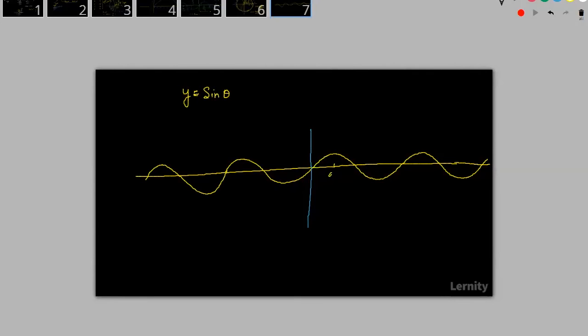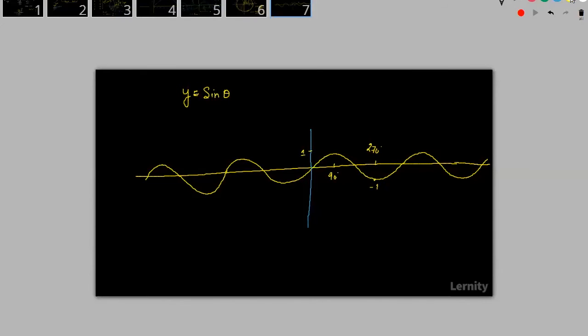Suppose theta is 90 degrees. I get the value of sine as 1. Suppose theta is 270 degrees. Then I will get the value as -1. Using this curve, we can find the different values of y, and using the concept also we can find the different values of y.